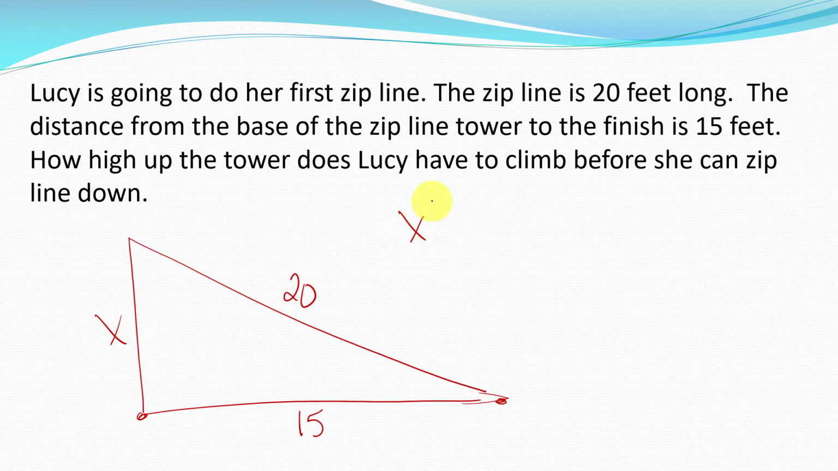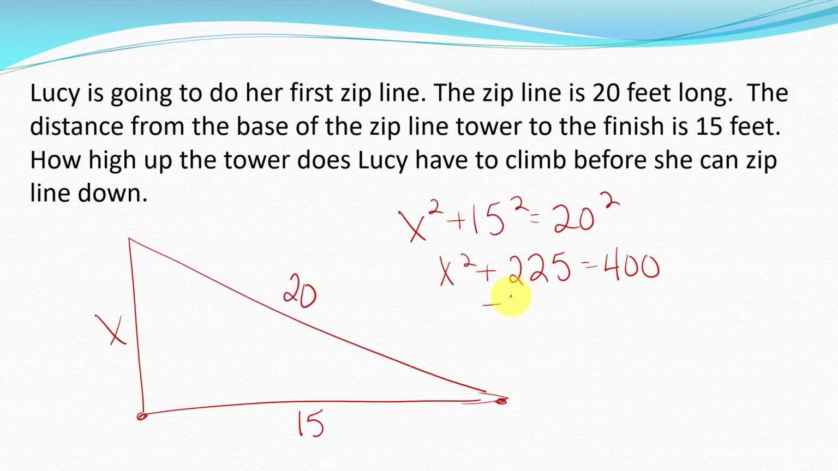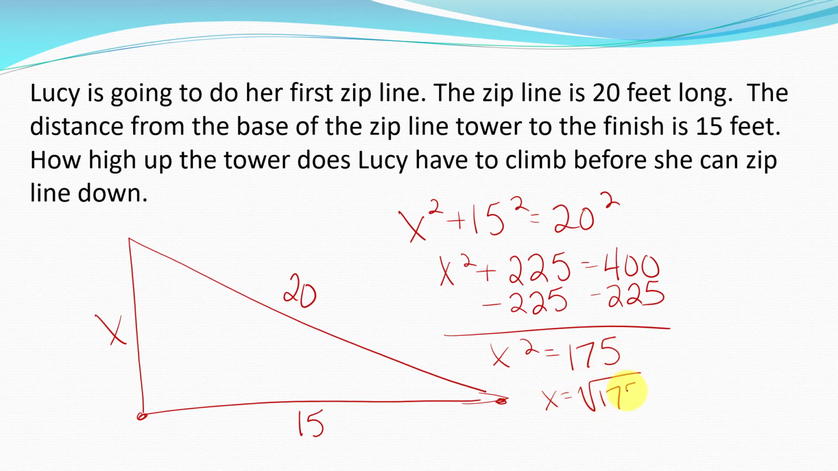All right, so leg squared plus leg squared equals hypotenuse squared. Work out these numbers. x squared plus 225 equals 400. Subtract 225 from both sides. x squared equals 175. And take the square root of that.